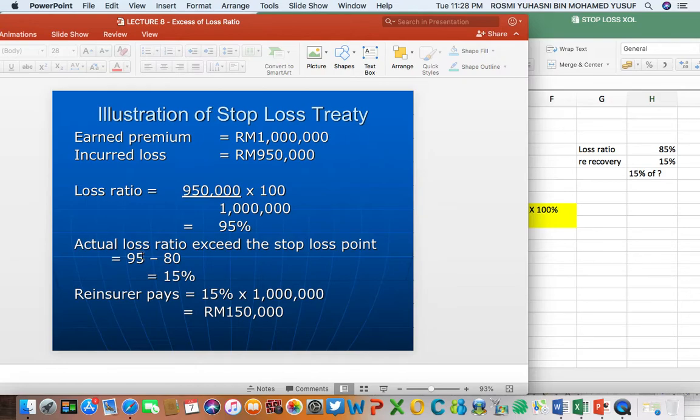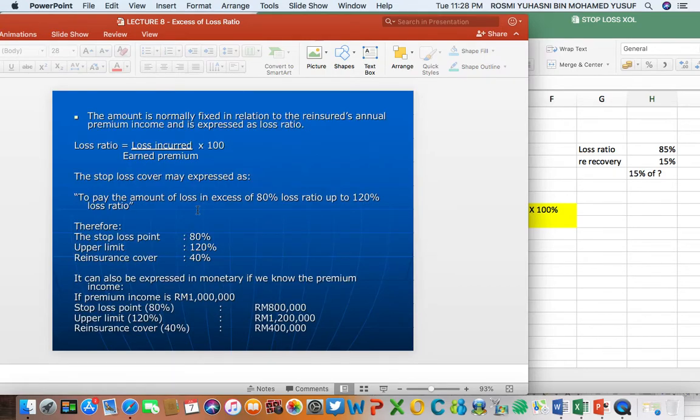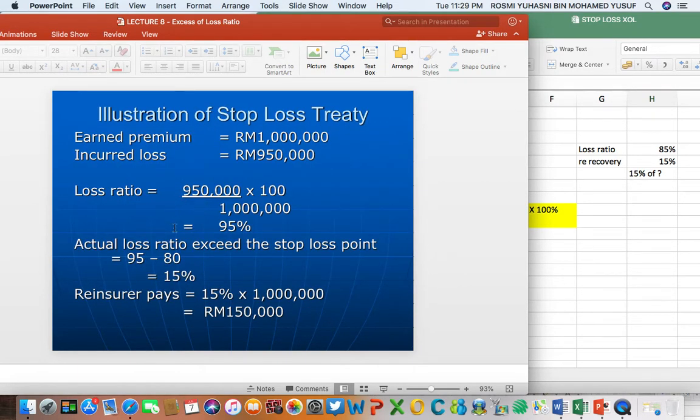So 95% is the loss ratio minus the stop loss point, 15%. So the reinsurer is paying 15% loss ratio. So 15% of what? Here, there's the question of how much will be the recovery. So 15% of this 1 million. How do you get this 1 million? This 1 million is the premium income or premium earned. So reinsurance recovery will be 15% of 1 million. So the answer is the recovery will be 150,000.